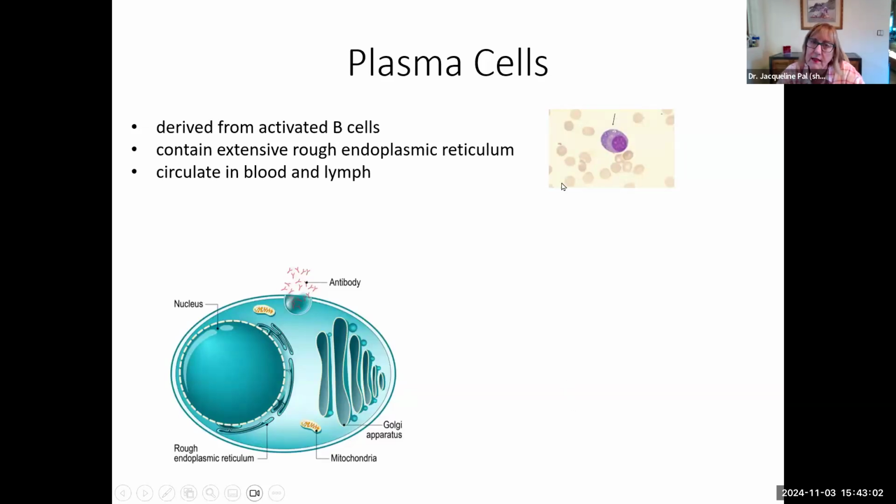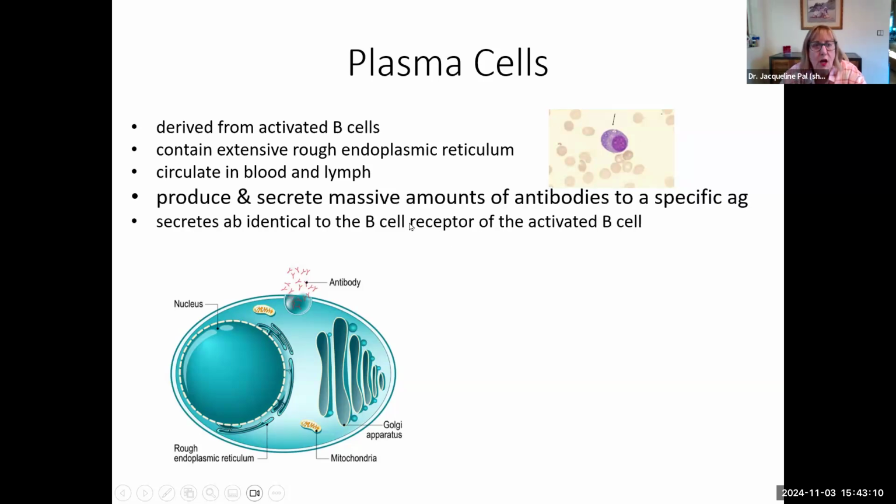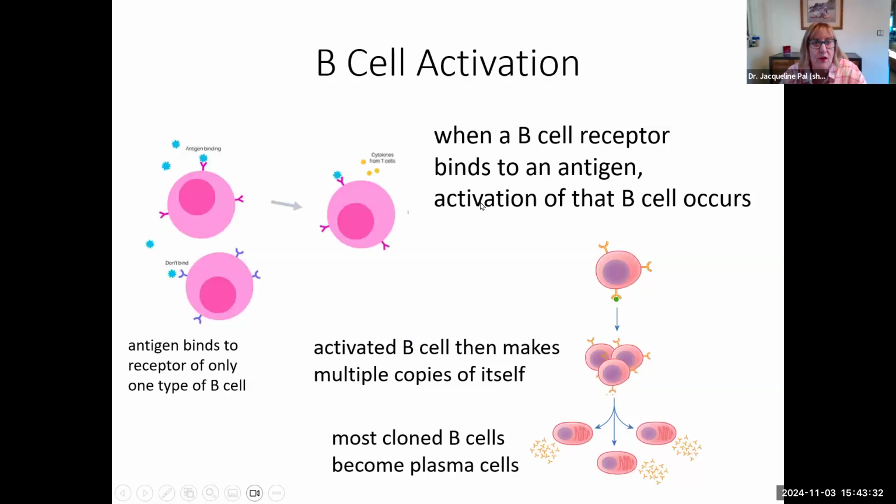You see how it looks like a hard-boiled egg with the nucleus pushed all over to the side because it's chock full of rough endoplasmic reticulum. So remember that. It's going to produce and secrete massive amounts of antibodies, but only antibodies to a specific antigen. Now, what specific antigen, you may ask? Well, it's secreting antibodies identical to the B cell receptor of the activated B cell. So if we go back here, identical to this receptor that the antigen bound to.